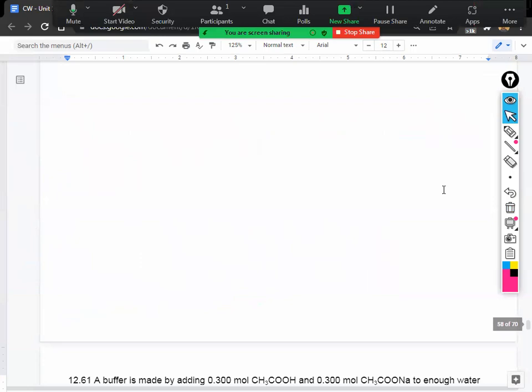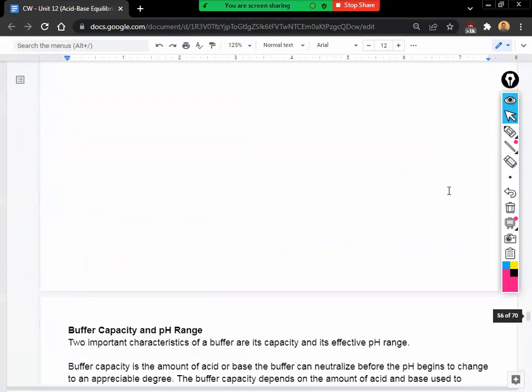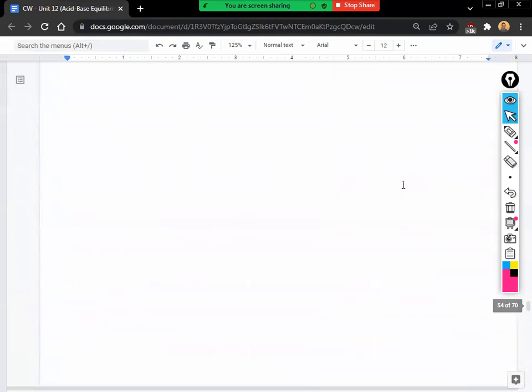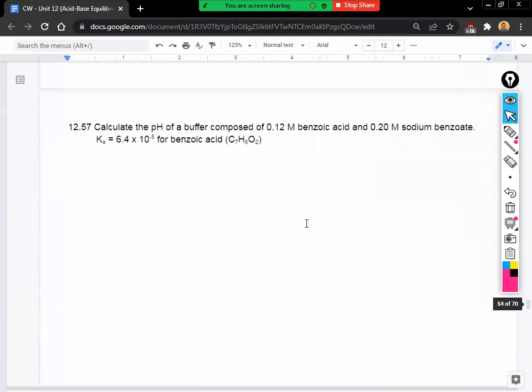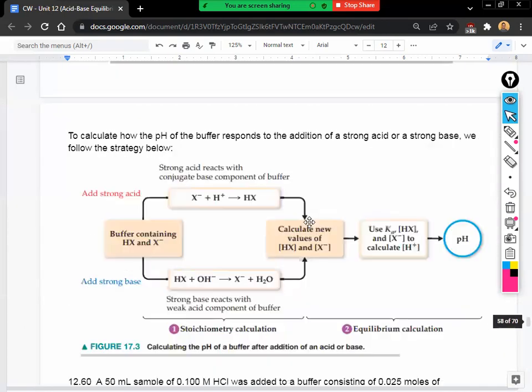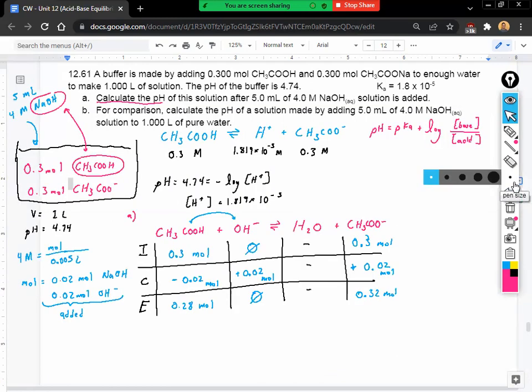Oh, hold up, did I copy the equation down correctly? Is it negative or positive? Sorry, guys. Double checking. Oh, we're good. This one, right? Yeah. So we should get negative 4.744. Everyone got that?